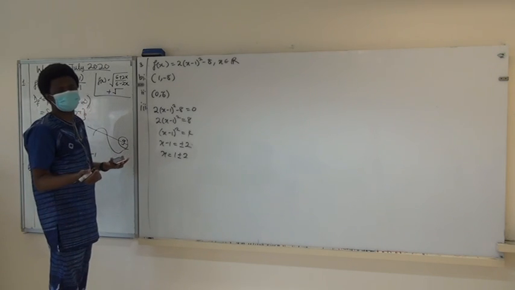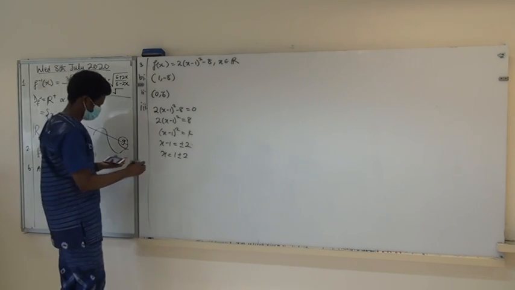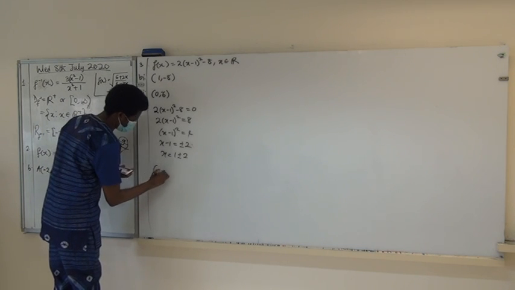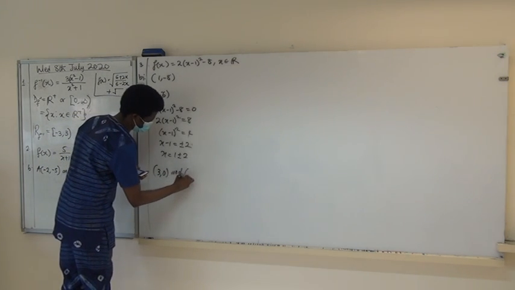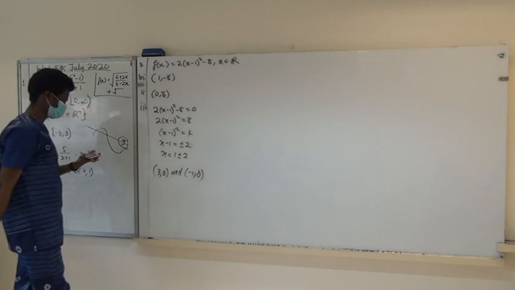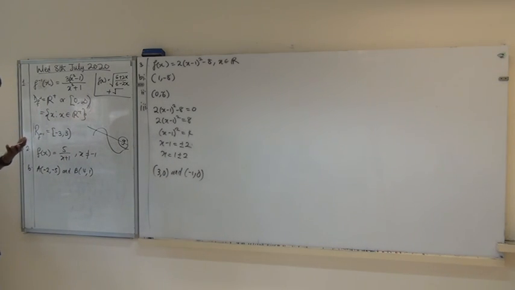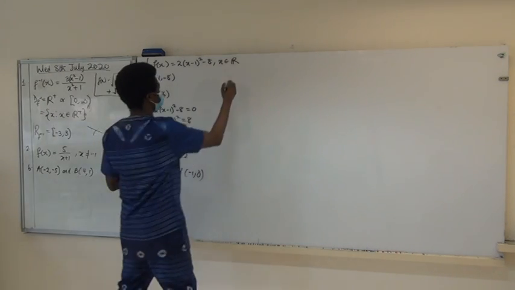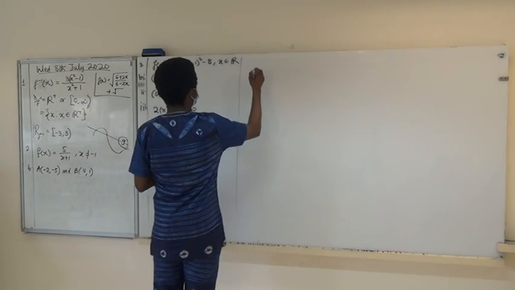The x-intercept will be where y is equal to 0 anyway. So basically, the points are (3, 0) and (-1, 0). Yes. Next, sketch. So you have to sketch. With this information, it's easy to sketch, right?